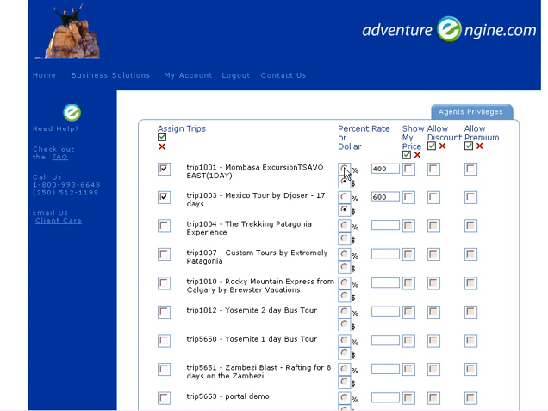So for instance, maybe you're offering them a 90% net rate, or on a trip that's $500, you're now offering them a net rate of $400. You can also choose which of the trips you want to make available to agents. This allows you to promote certain trips at a higher level, or actually exclude certain trips from the agency distribution network.